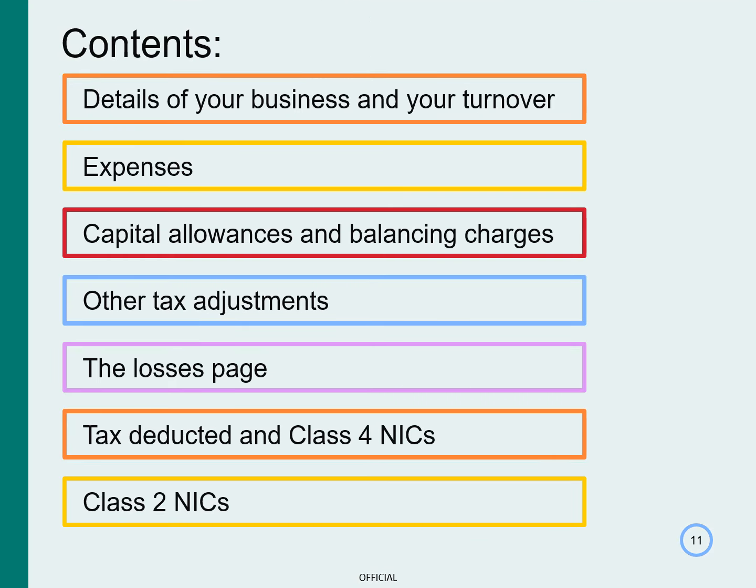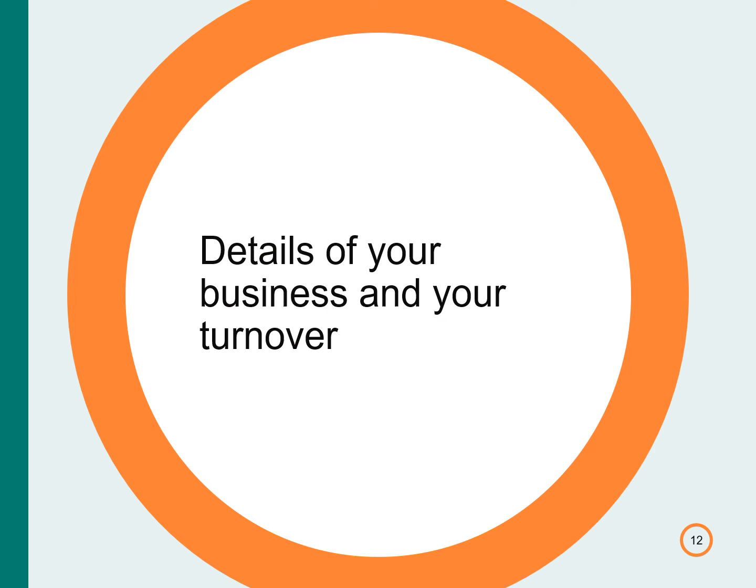In today's webinar, we'll look at the details of your business and your turnover, expenses, capital allowances and balancing charges, other tax adjustments, the losses page, tax deducted and Class 4 national insurance contributions, and Class 2 national insurance contributions. So let's start with how you tell us the details of your self-employed business in your online tax return.